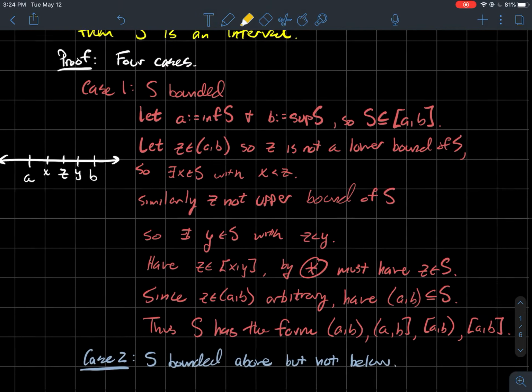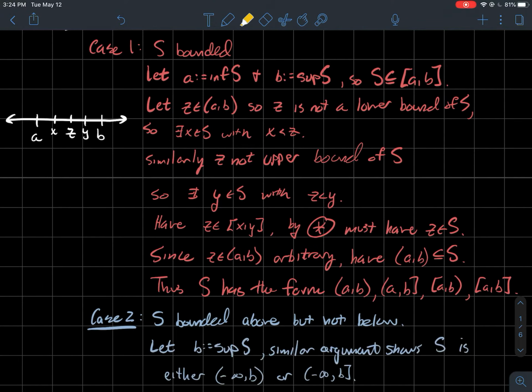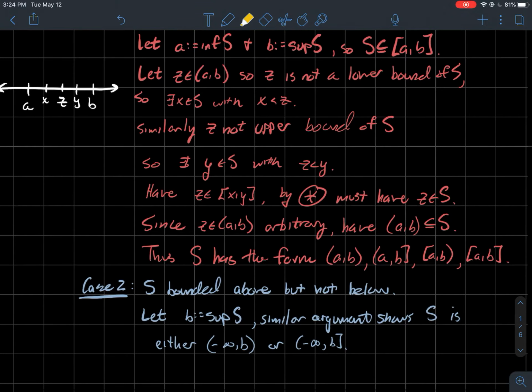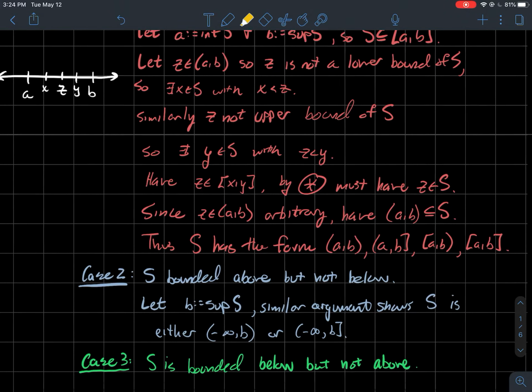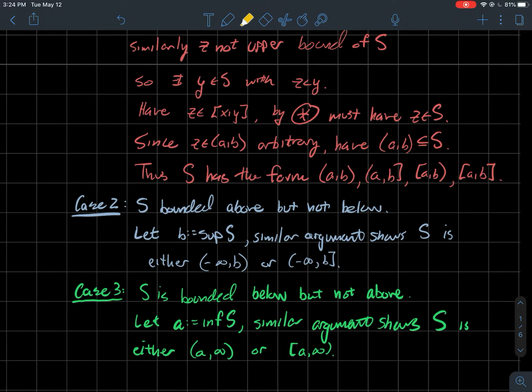There's 4 other ones. Case 2 is that S is bounded above, but not below. So still let B be the supremum of the set, since that exists, since it's bounded above. And then a similar argument shows you that the set S has to be either this infinite open or this infinite closed interval. Case 3, what if it's bounded below but not above? Well, let's let A be the infimum of S, and a similar argument to the one above shows that you're either, again, this infinite open interval or this infinite closed interval.